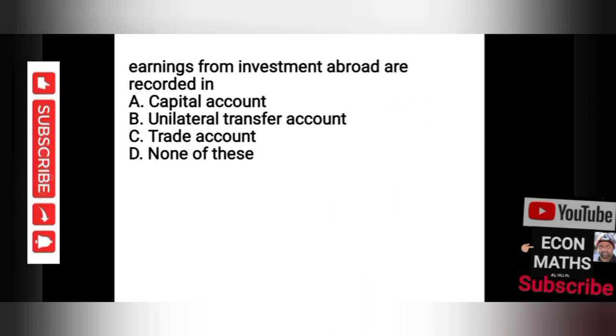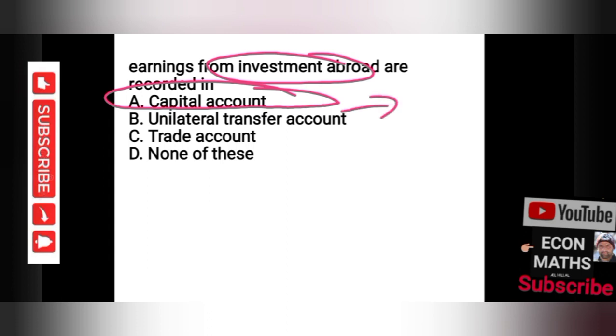Next question is, earnings from investment abroad are recorded in: first option is capital account. B option is unilateral transfer account. C is trade account. D is none of these. The correct option in this question is capital account. Investment and earnings from abroad are recorded in capital account.